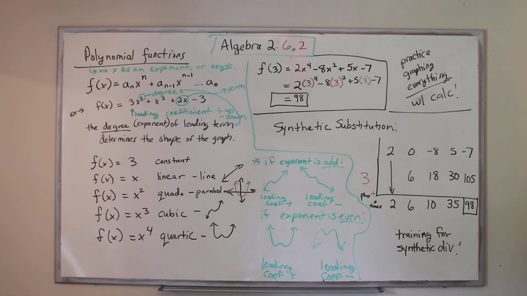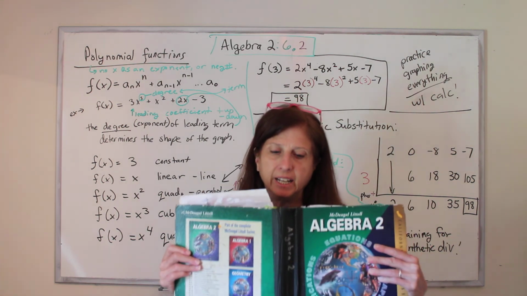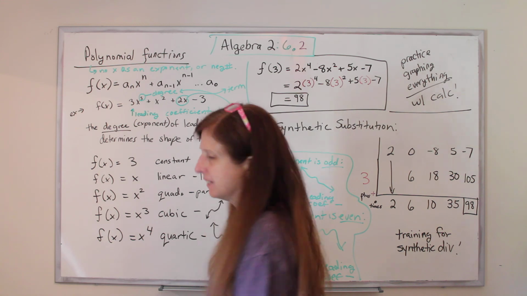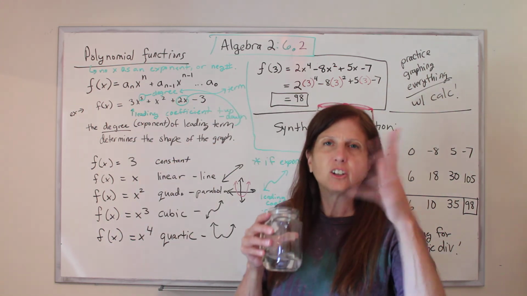Welcome back to Algebra 2, Chapter 6, Section 2 in this book. And we're talking about polynomial functions. Now, what does that mean? And boy, that looks complicated. It's not. You're going to be fine.